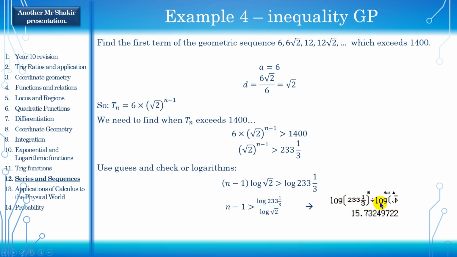Log 233 and a third divided by log root 2 gives us 15.73. Well, now we add 1 to that, and n has to be more than 16. Therefore, we know the first term is the 17th term, which is 1536. You could check the 16th term and you will find that it's less than 1400.